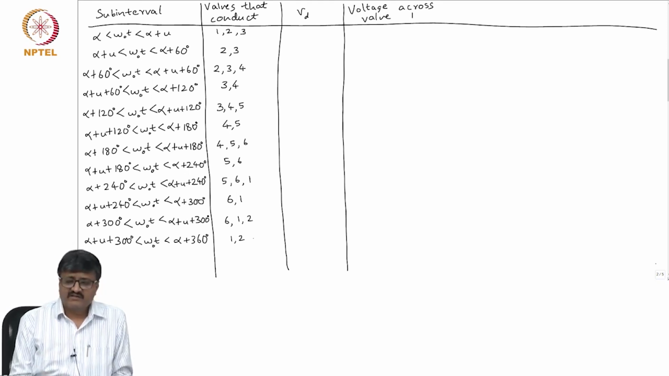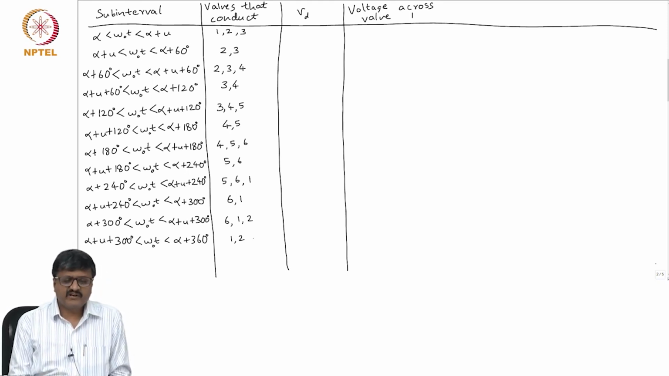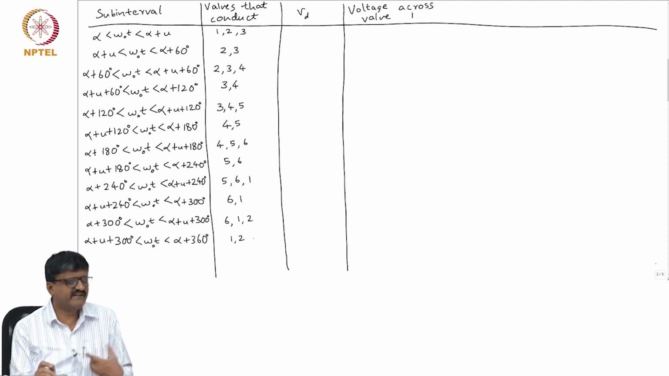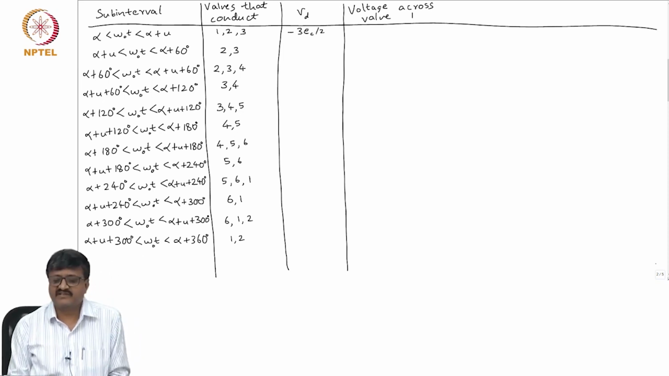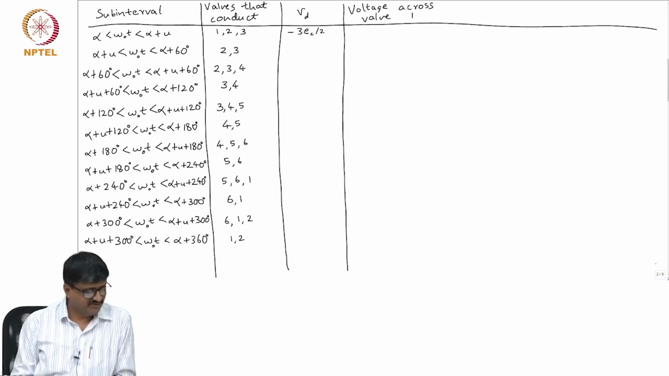Then the next column is V D. We got the expression for V D in the first subinterval. We derived it in the last class. You can write it in terms of E A, E B, E C. It is 3 by 2 minus 3 E C by 2.